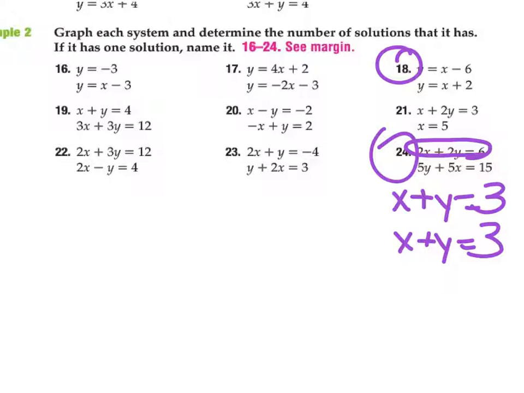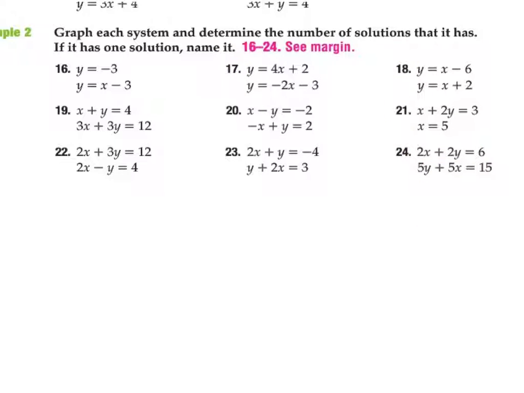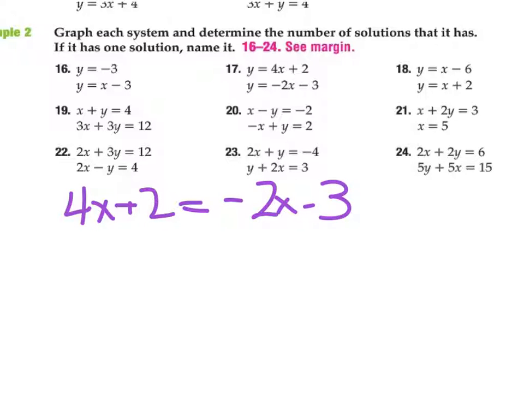Let's look at one that's clearly neither of those, number 17. Now 17 has y equals 4x plus 2 and y equals negative 2x minus 3. What you can do is graph both of those and see where they cross. Wherever they cross, that's the answer. Your other option, though, is to do this algebraically. Because if I know that y equals this and y equals this, I can set 4x plus 2 equal to negative 2x minus 3. This is the way most people would do this problem, and we'll show you what happens.